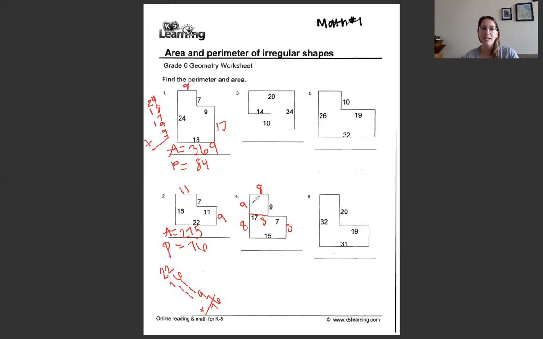Okay. 9 times 8 is 72. We come down here, 15 times 8 gives us 120. Yes, I did use a calculator. All right, then we're going to add those together. 120 plus 72 gives us an area of 192.